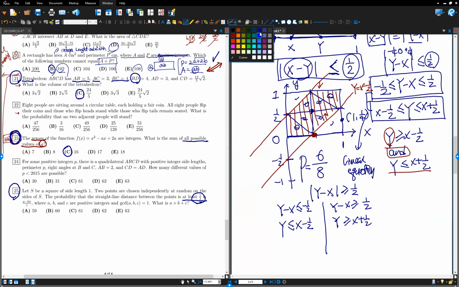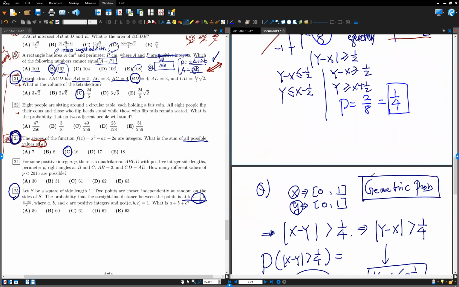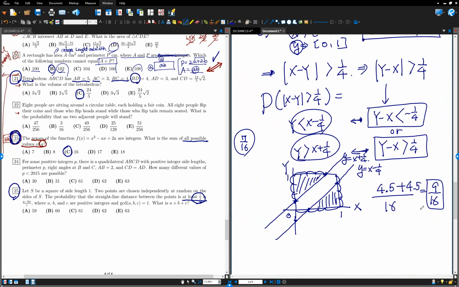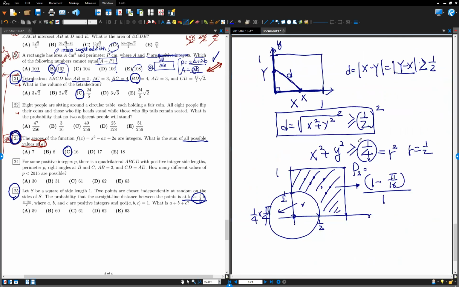Fine. We can use the solution. This is the area solution. Just before that is 8 over 16, this is 2 over 8, right? So this probability is 2 over 8 equals 1/4. Okay? This one is what? 9 over 16. No, this is not the question. This is the question, right? So actually 16 over 16 minus pi, right? Yeah, that's the probability, the second one.